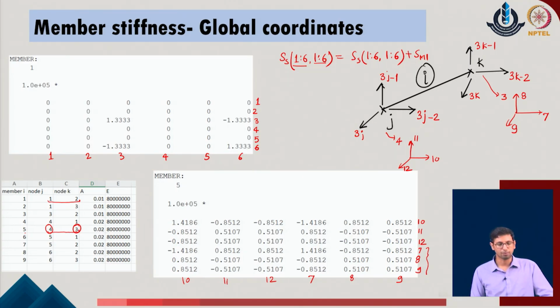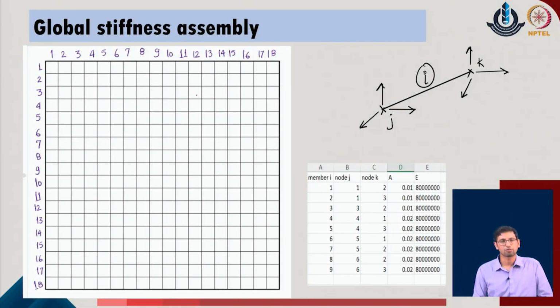So with this idea in mind, we are now able to assemble the overall stiffness matrix by individually calculating the stiffness matrix of each member. This is what we do. We individually define the stiffness matrix for each member, and finally we assemble the overall stiffness matrix of the given system. We have a total of 9 members and a total of 6 nodes in the given problem.